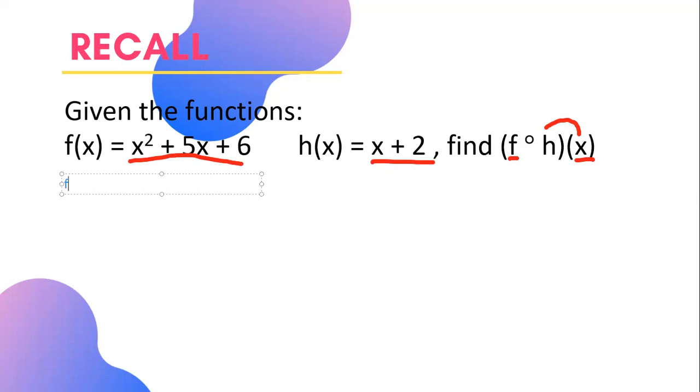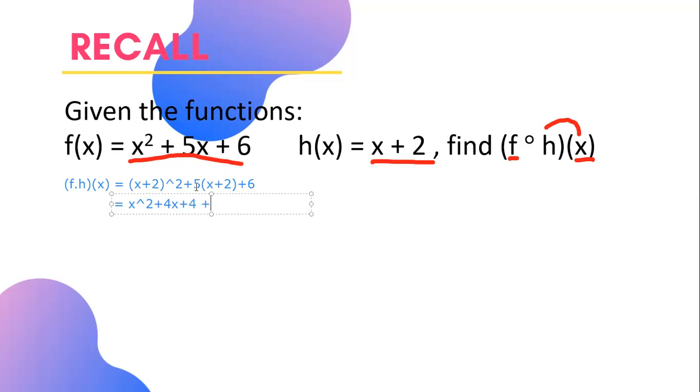So we will have the composition. The composition of f and h of x will be equal to, replace x again by x plus 2, so x plus 2, then squared, because of the square here, plus 5 times x plus 2, then plus 6. Just like what we had with the previous slide, you need to square x plus 2, and squaring that means multiplying x plus 2 twice. That will be equal to x squared plus 4x, because 2 times x is 2x, times 2 is 4x. Then you square 2, so 2 times 2 is equal to 4.